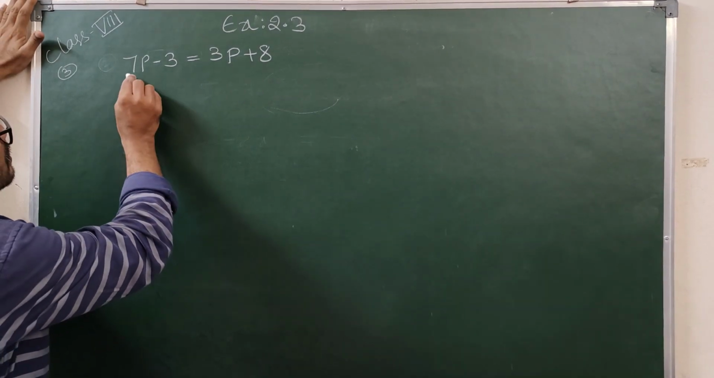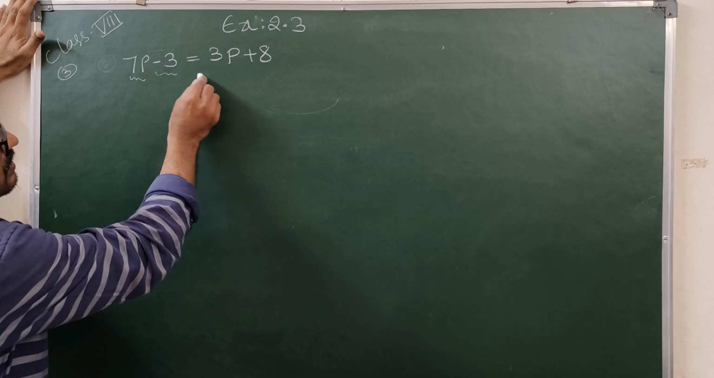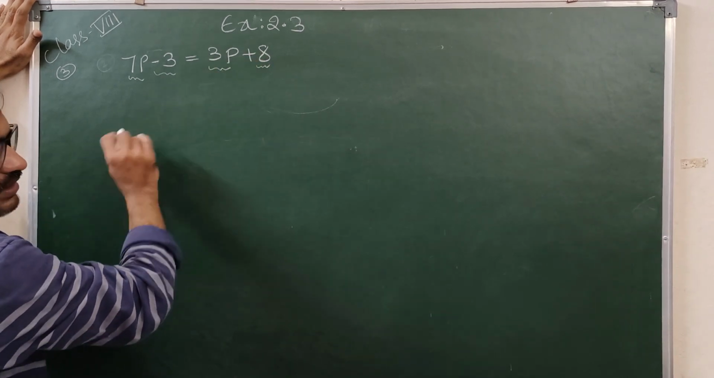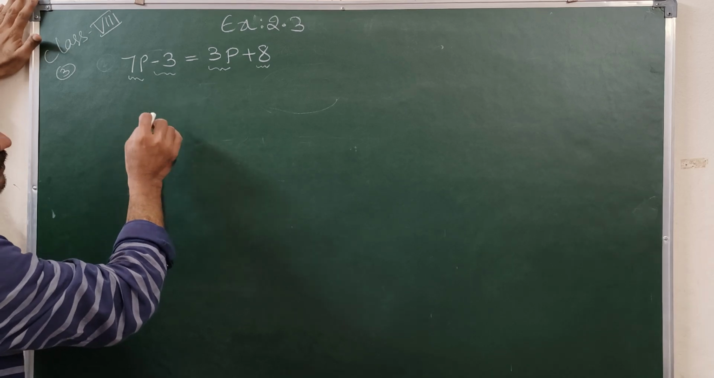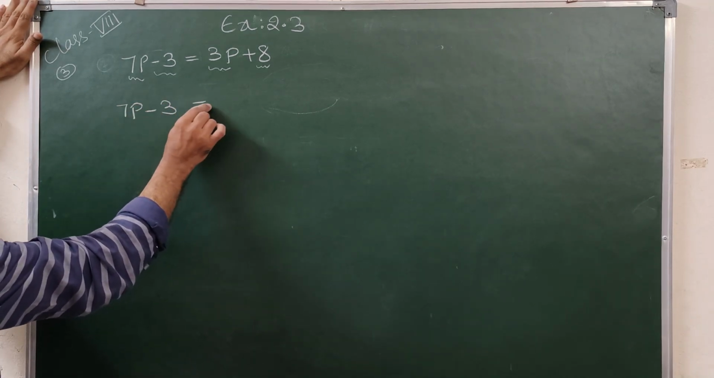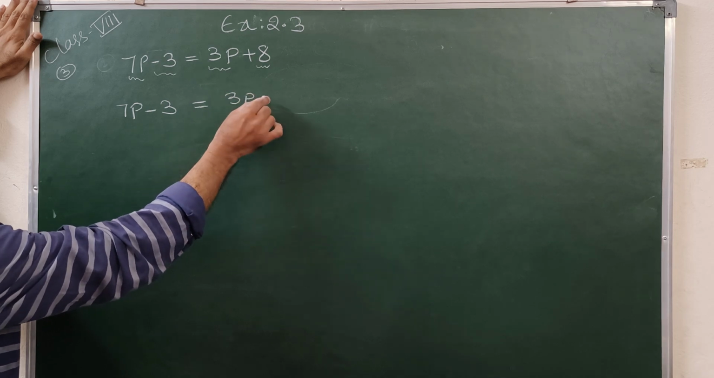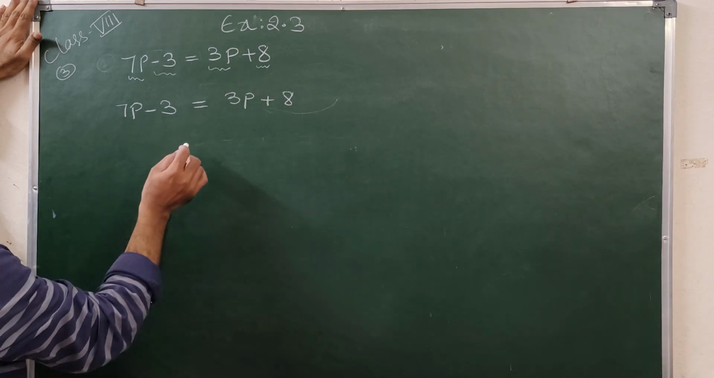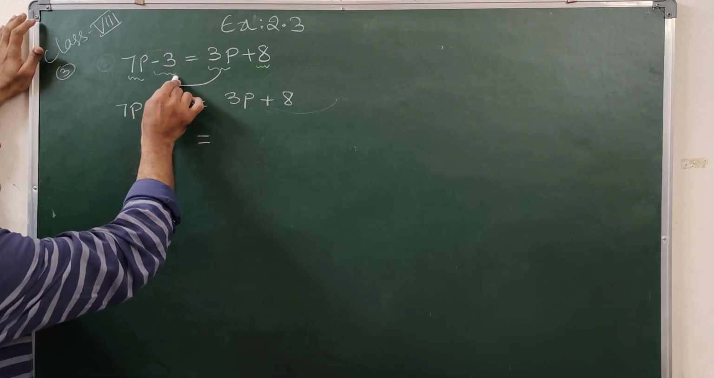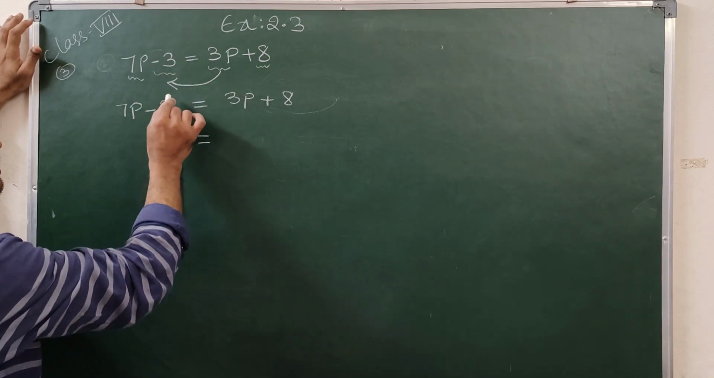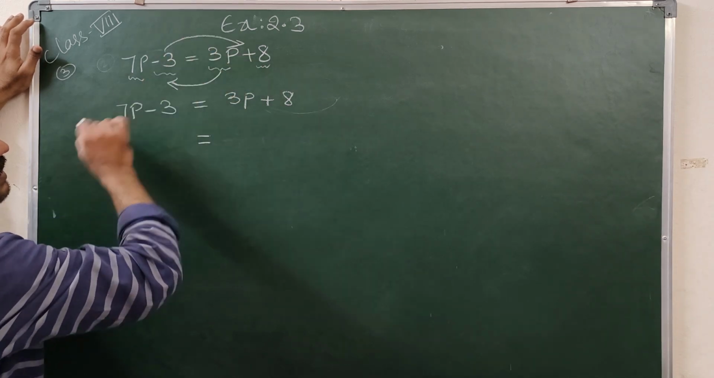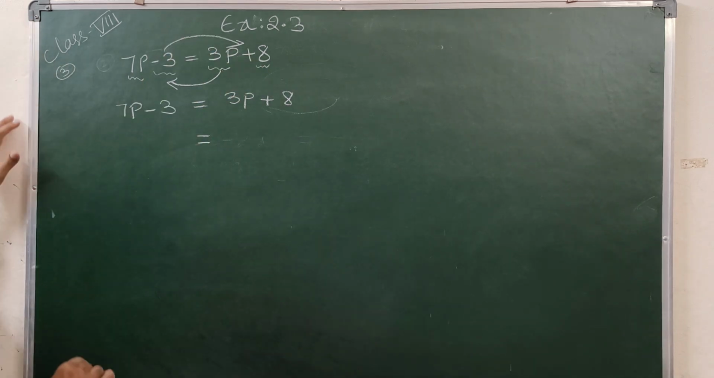Here 7p is a variable term, minus 3 is a constant term. 3p is a variable term, plus 8 is a constant term. So let us write the question once again. 7p minus 3 equals 3p plus 8. We will take this 3p to the left side and minus 3 to the right side. So write equals under equals.